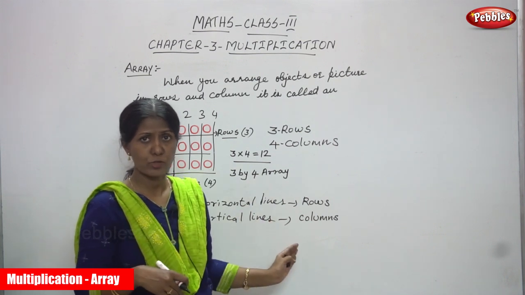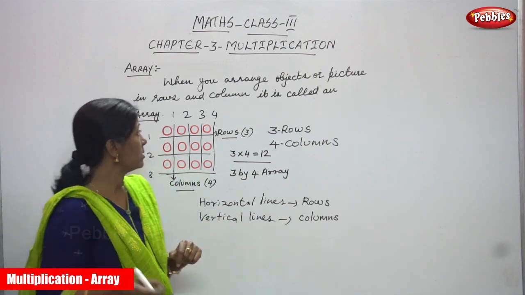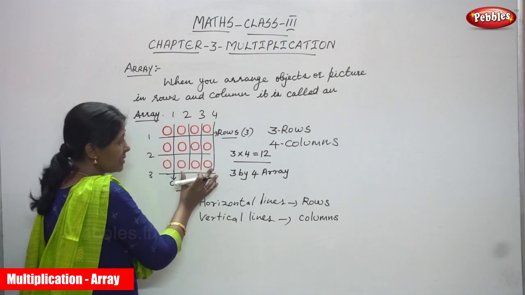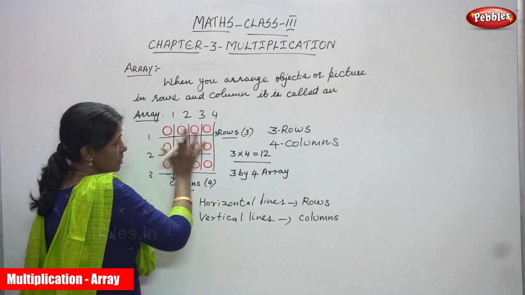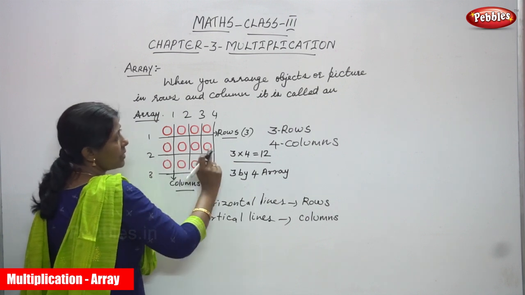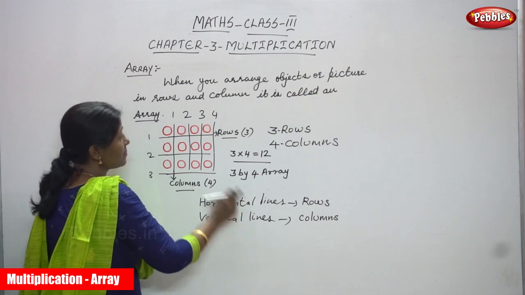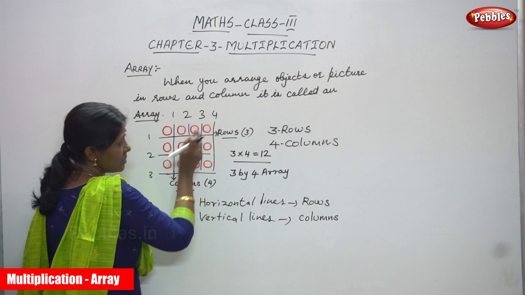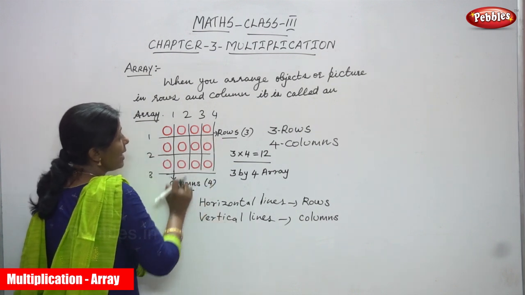It is a multiplication concept, but we are applying it in the array method. I told you these are the objects, these are circles. So we arrange the objects in rows and columns, that is, in the array method. I've told you horizontal lines are called rows, vertical lines are called columns. So 1st row, 2nd row, 3rd row. 3 rows are there and 4 columns.